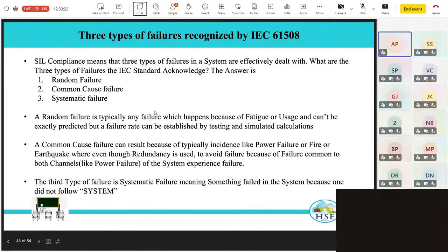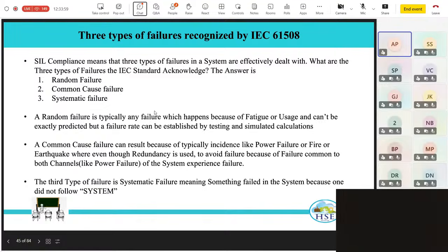So what are these three types of failures the IEC standard acknowledges? The answer is there are three types of failures in IEC 61508. These are random failures, common cause failures, and systematic failures. I will briefly give the explanation; this can take about 1 hour also, but we do not have that much time for our session today. So I will quickly cover it, but I will explain the concept in a more generic form so that you get a feel for this.